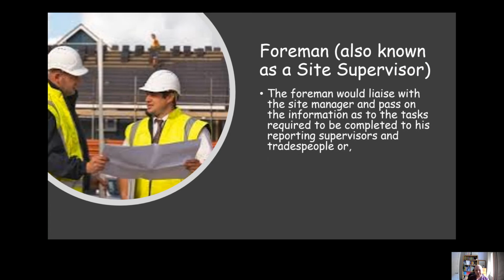The foreman is kind of the second in command after the site manager, and he would talk to the site manager and pass on information to the trades and tell people what they need to be doing every day.